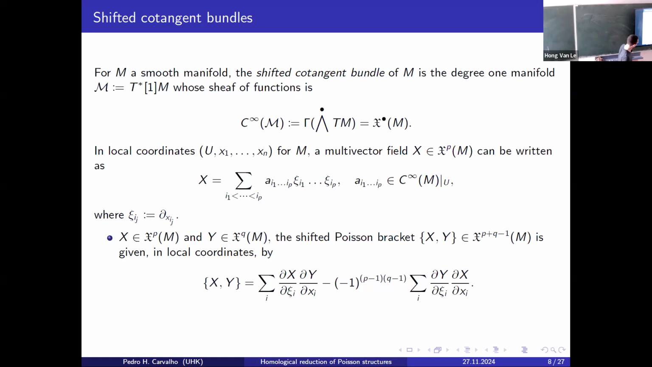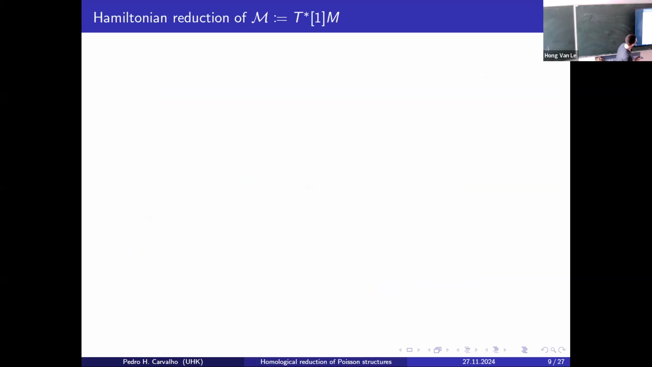This is the symplectic graded manifold that I will be working with. So what about the reduction of this type of thing? You have a symplectic manifold with a graded structure, and you can try to mimic the usual Hamiltonian procedure for doing reduction. So what do we need?